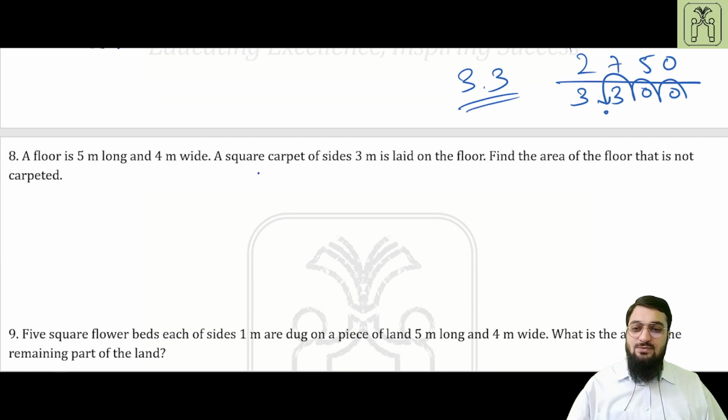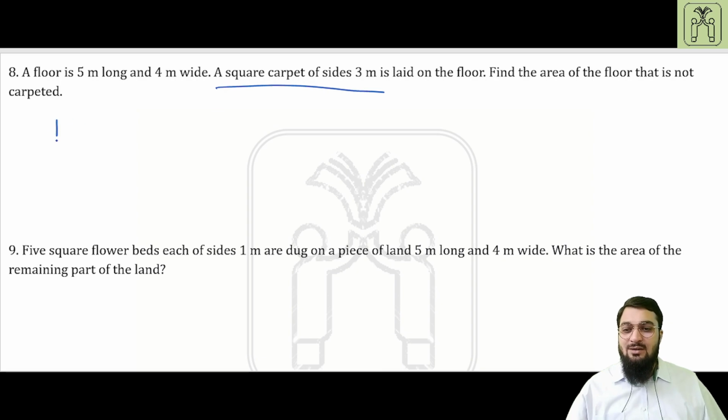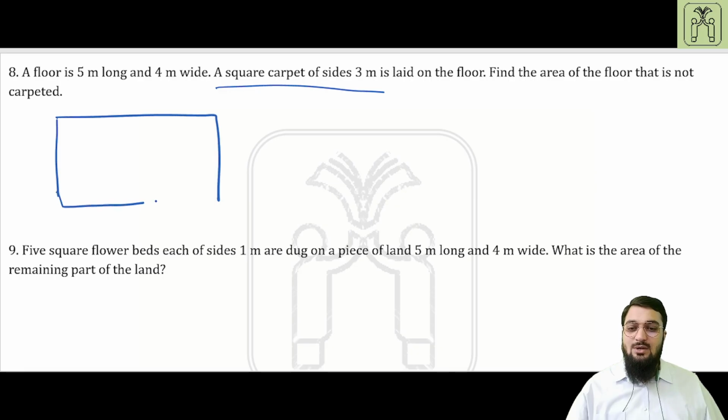Coming to the next question. A floor is 5 meter long and 4 meter wide. A square carpet of sides 3 meter is laid on the floor. Find the area of the floor that is not carpeted. Okay, so we have a rectangle that is present over here with the length of 5 meter and the width of 4 meter. And a carpet is there, total which has the length of 3 meter each.